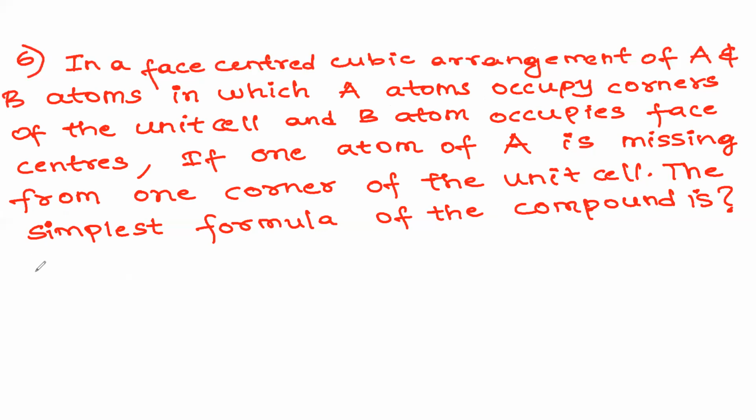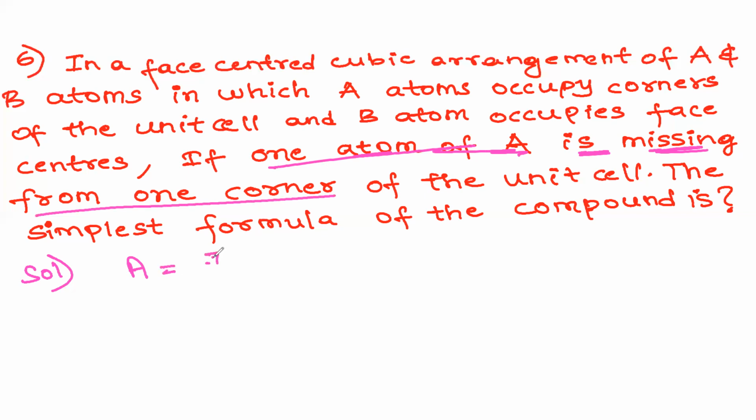So, solution. A is present only at 7 corners, because one atom of A is missing from one corner of the unit cell. So A is equal to 7 into 1 by 8, which is equal to 7 by 8. And already we know B is occupying all the face centers. So B is equal to 6 into 1 by 2, that is 3.